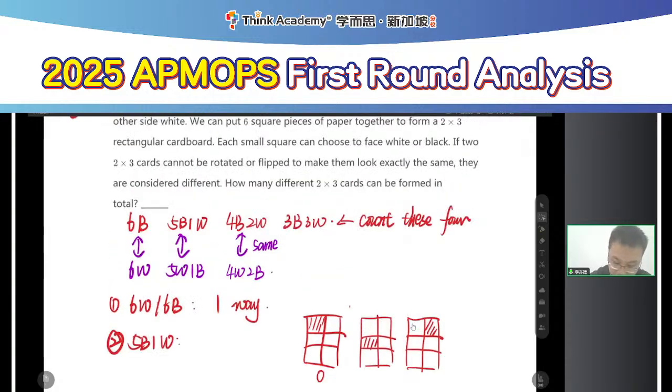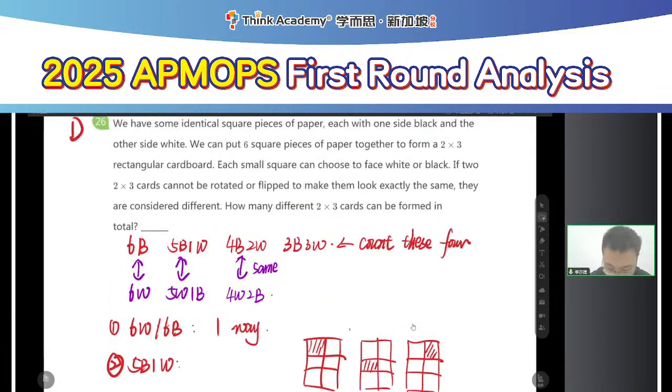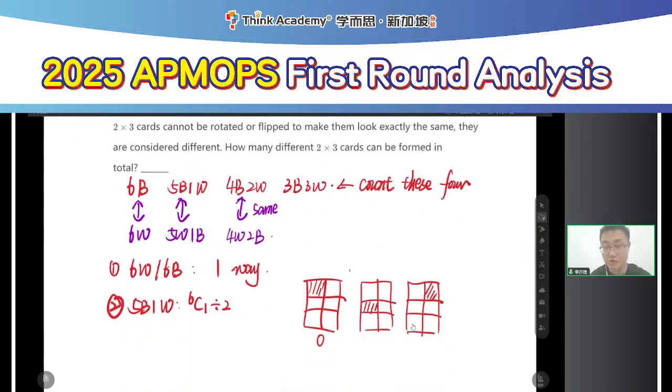Which means we have another way, which is 6C1 divided by 2. Because we have 6 places to choose, and each place we can rotate to have exactly the same position, right?